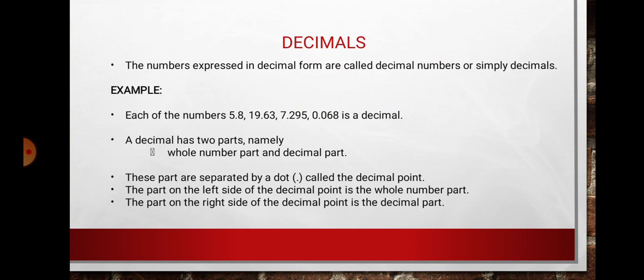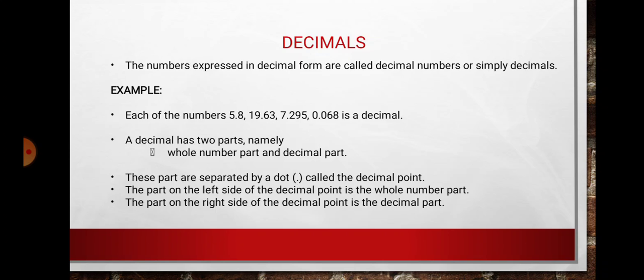As you see here, the decimal form of numbers 5.8, 19.63 has been separated by a dot, and that dot is called the decimal point. Whatever number is on the left side of the decimal point is called the whole number part. Whatever is on the right side of the decimal point is called the decimal part.